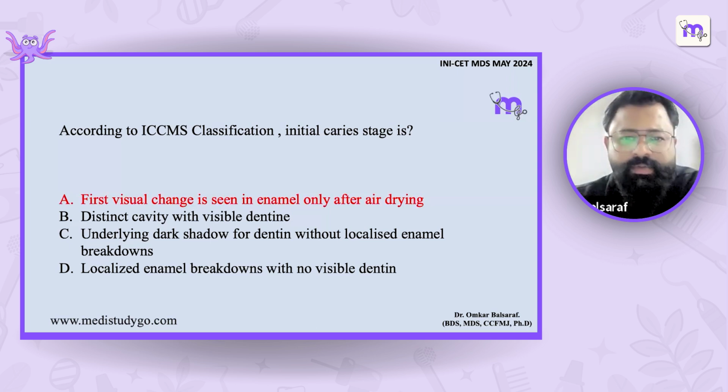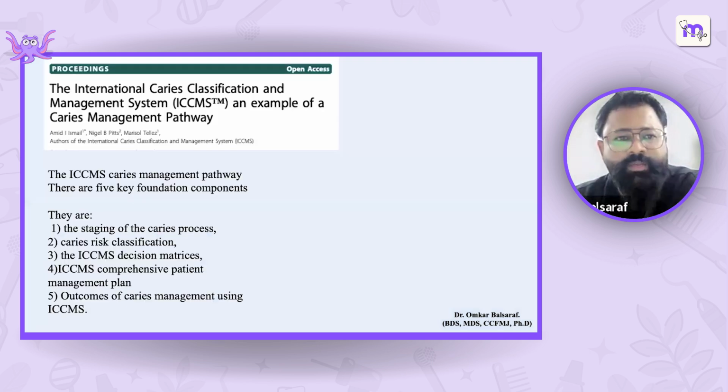You can see the correct answer is highlighted in red. That is how we are going to go ahead with the next questions as well. So the first visual change is seen in enamel only after air drying. This is the answer for this particular question. We'll just come to what the ICCMS caries management classification means.